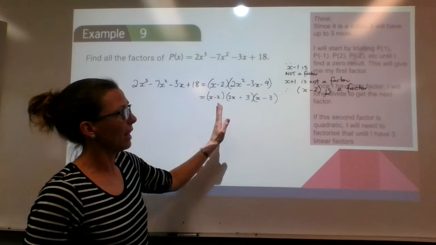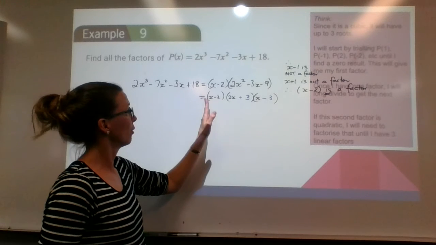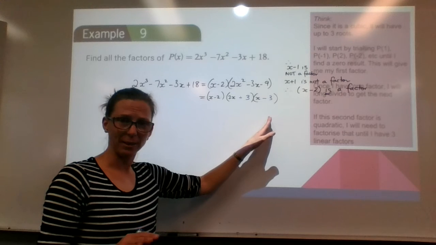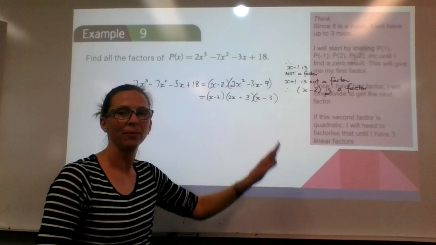And if I needed to go further, I could then use the null factor law and I could make each one of these equal to 0 and find the 3 roots. At this stage, I don't need to do that, but that's where we will go next. Thanks.